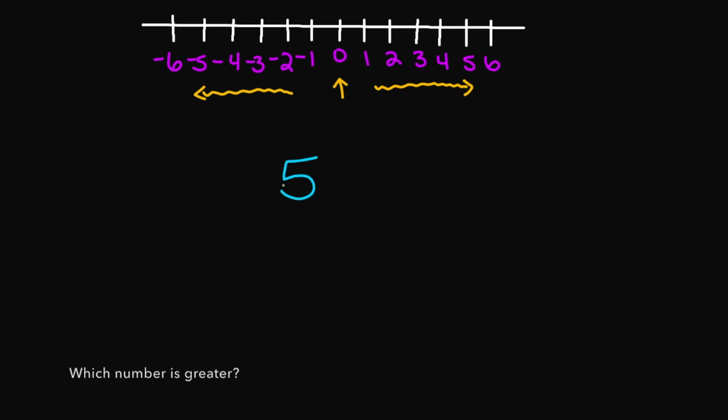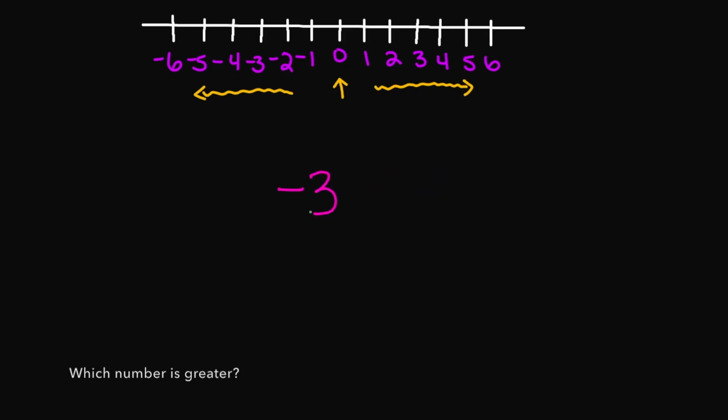Let's say you were comparing 5 and -10. If you are comparing a positive number and a negative number, always remember that the positive number will always be greater than the negative number. So I'll say it again. If you're comparing positive and negative, your positive number will always be greater than your negative. So in this example, 5 is greater than -10. What about -5 and the number 2, which number is greater? If you compare -5 and 2, 2 is going to be greater because your positive number is always going to be greater than your negative number.